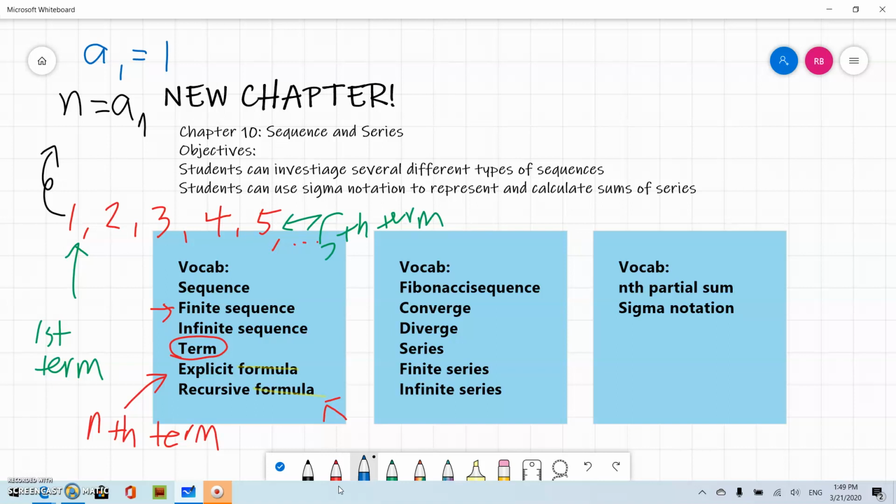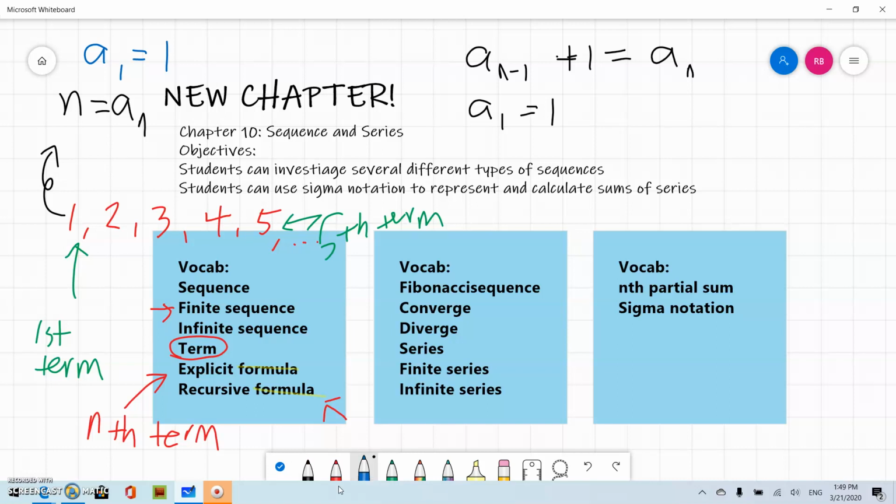A recursive formula, however, is a little different because it has to build off from a previous term. So n minus 1, that would be the previous term. And if you add 1, then you will get the term that you're interested in, which means you always have to provide the first term, or else you can't really use a recursive formula.